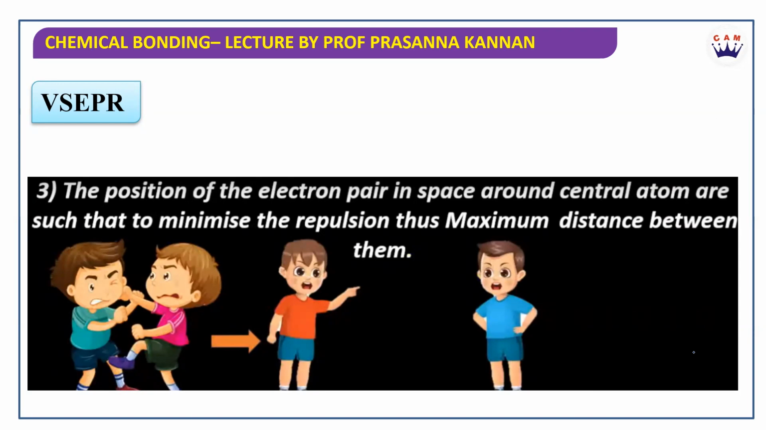And what do you do now? If you don't want the fight to happen, what do you do? Keep them in separate rooms. Two brothers are fighting, one pat on your back and go to that room. Brother, you go to that room. Correct? Got it, guys? Exactly. So the position of the electron pairs in space around the central atom are such that they are going to minimize the repulsion. Thus, there is going to be maximum distance possible between them.